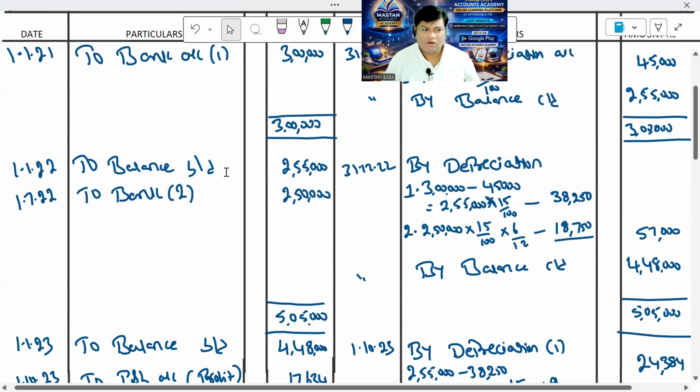In this financial year, we purchased a plant on 1st July 2022 for 2.5 lakh. So by depreciation, what I did: the first plant is 3 lakhs value. The depreciation related to the first plant is 45,000. So the balance is 2,55,000 at 15 by 100, that is 38,250. This 38,250 relates to the first plant. And the second plant purchased in this year, that is 2,50,000 at 15 by 100 into 6 by 12, which is 18,750.